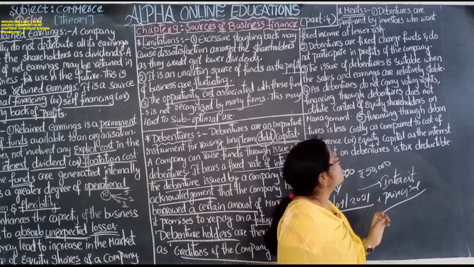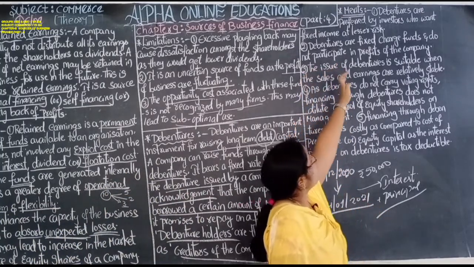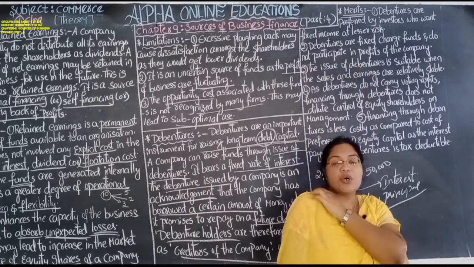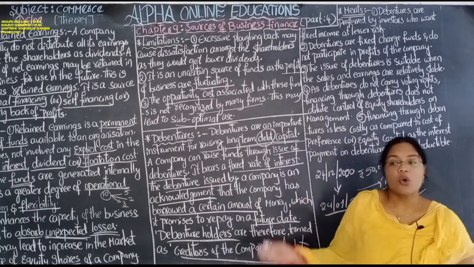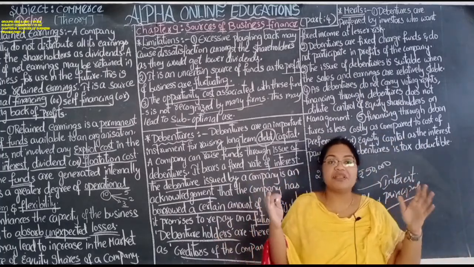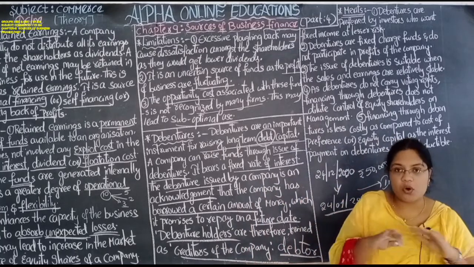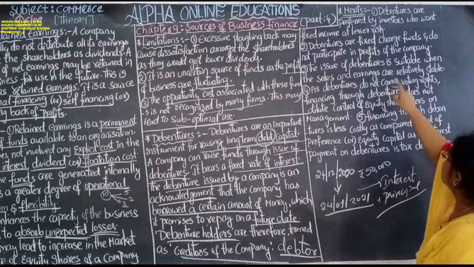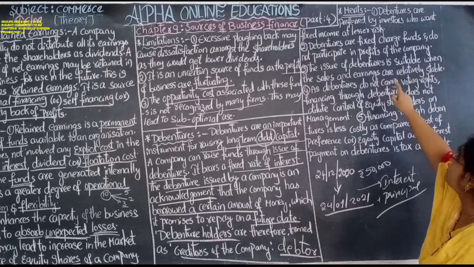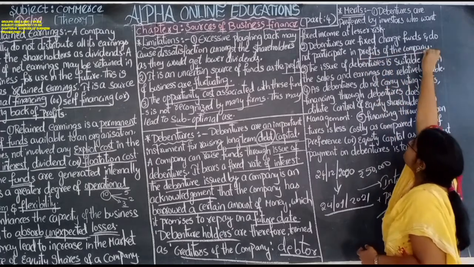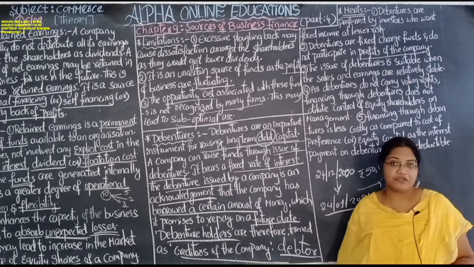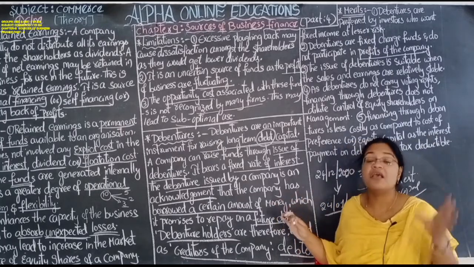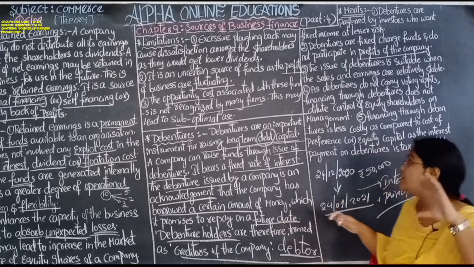So see here, merits. Debentures are preferred by investors who want fixed income at a lesser risk. So debentures are preferred by those who want a fixed income with a low amount of risk. There will be no risk at all in the debentures. Okay. So the debentures are fixed charge funds and do not participate in the profit of the company. Whatever the profit of the company, whatever the loss of the company, whatever it may be, they will get a fixed rate of interest every month.